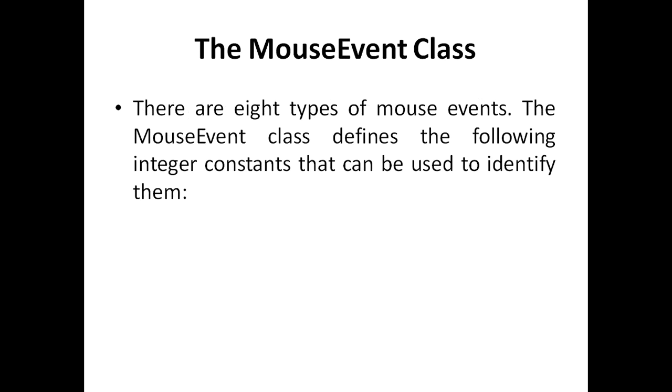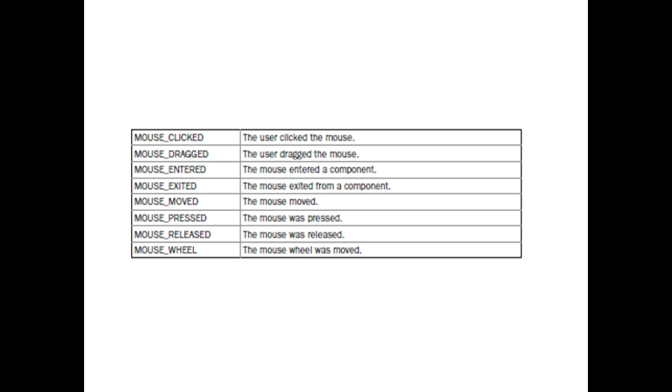Next one is the MouseEvent class. There are 8 types of mouse events which are defined by using integer constants to identify them. If the user clicked the mouse, then it is identified by this integer constant: MOUSE_CLICKED, MOUSE_DRAGGED, MOUSE_ENTERED, MOUSE_EXITED, MOUSE_MOVED, MOUSE_PRESSED, MOUSE_RELEASED, MOUSE_WHEEL.